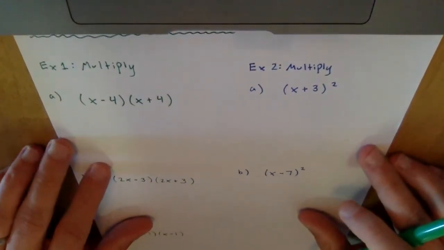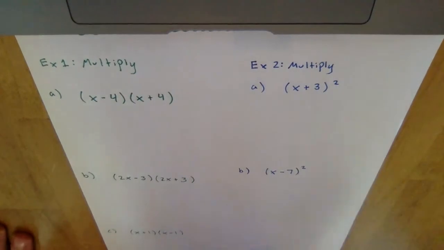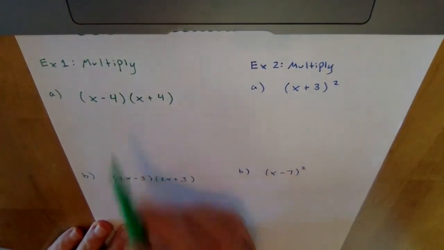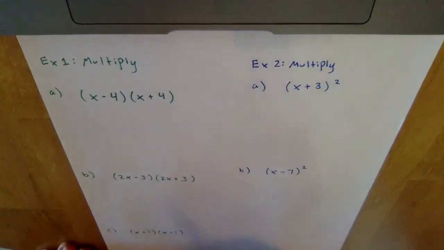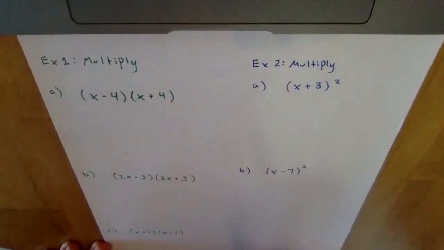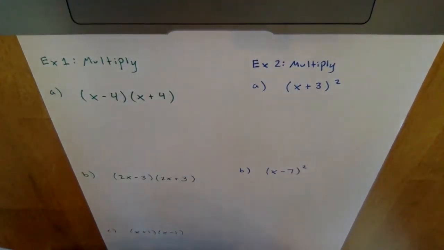So the first one, we have example 1 here. Again, we're multiplying these binomials. And you can see right off the bat, these two binomials look really similar, except one of them has a -4 and one of them has a +4. So we'll check out what happens here as we start to multiply these.